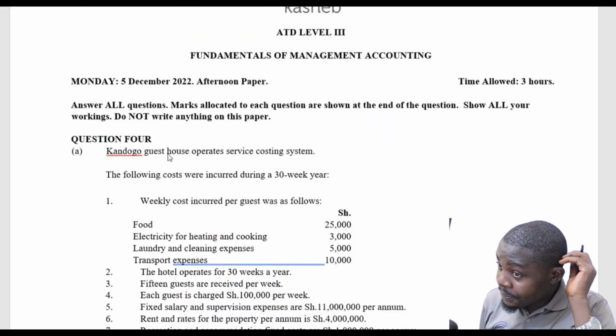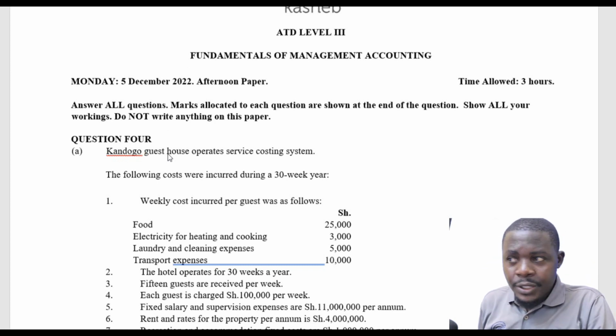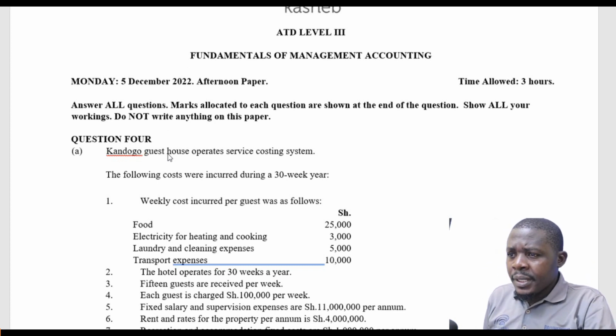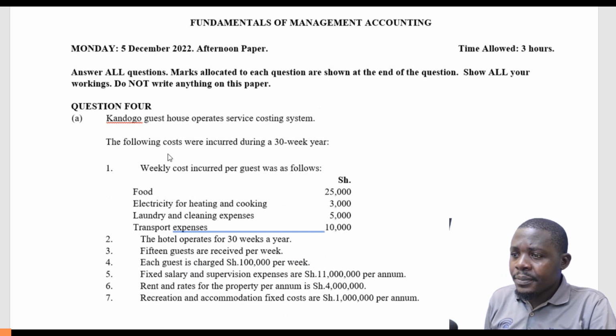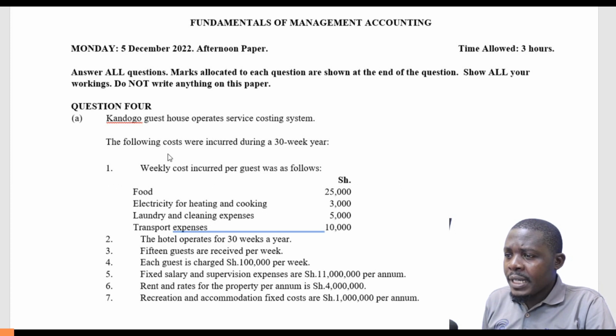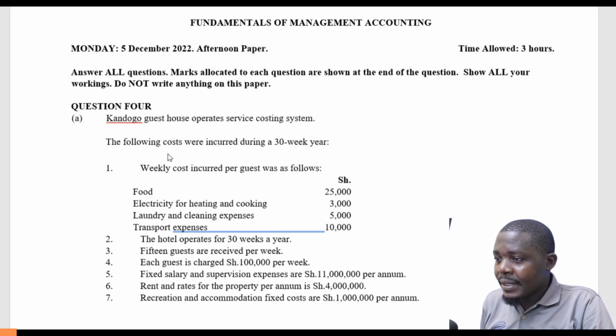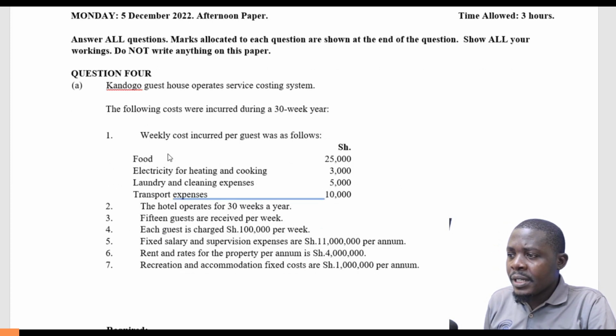Question number 4 of Fundamentals of Management Accounting 83. Kadongo Guest House operates a service cost system. The following costs were incurred during the year. The weekly cost incurred per guest was as follows: food 25,000, electricity for heating and cooking 3,000, laundry and cleaning expense 5,000, transport expense 10,000.